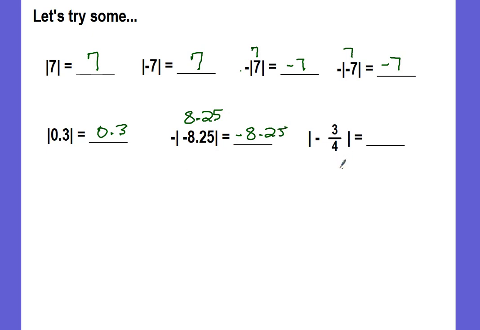What's the absolute value of a negative 3/4? Positive 3/4.